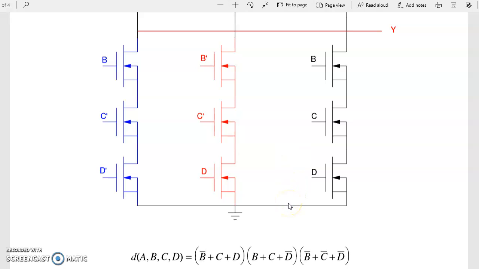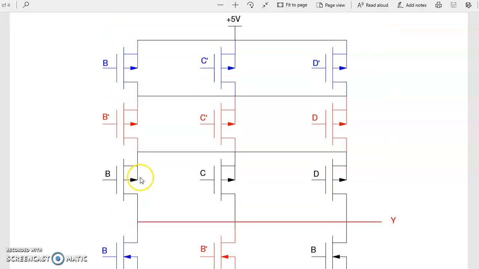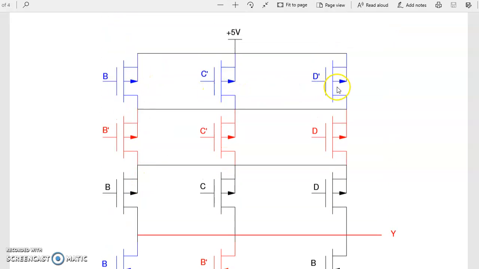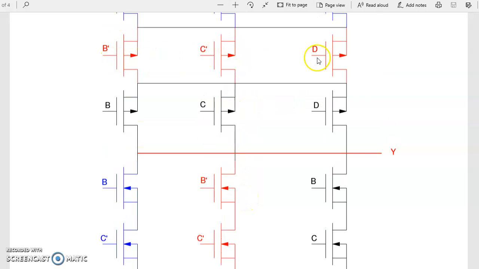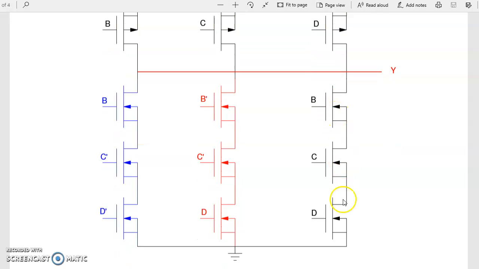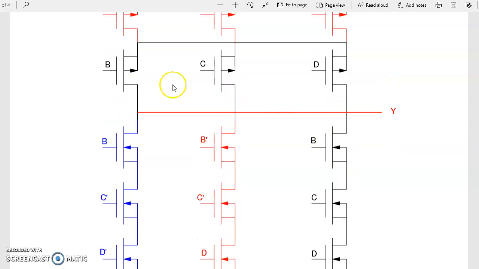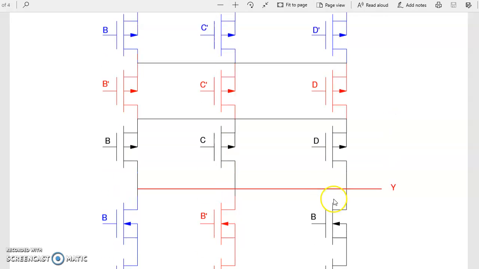The top side is De Morgan's theorem. Series becomes parallel, parallel becomes series. So the blue gates, B, C bar, D bar in series, become B, C bar, D bar in parallel. The red gates, B bar, C bar, D in series, become B bar, C bar, D in parallel. And the last series becomes parallel. These 3 in parallel are now in series.